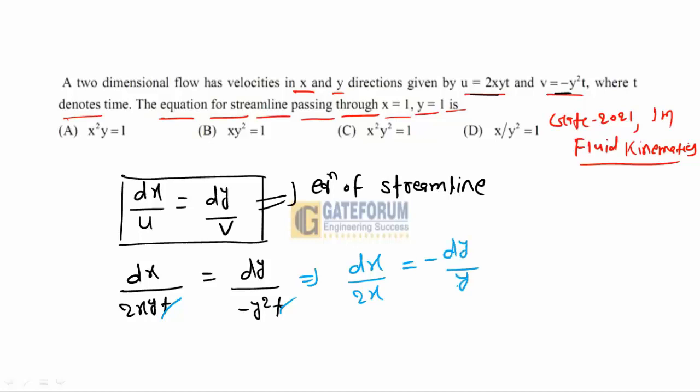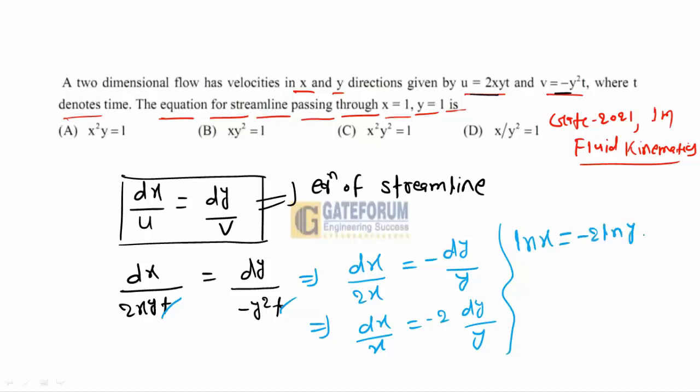Is it clear? Yes. So can you write this thing like that? dx upon x equal to twice of minus dy upon y. Yes. Now do what? Make integration. If you integrate, you will get ln x equal to minus 2 ln y plus some constant of integration. Okay, some constant of integration, if you are going to integrate this one. Now tell me one thing.